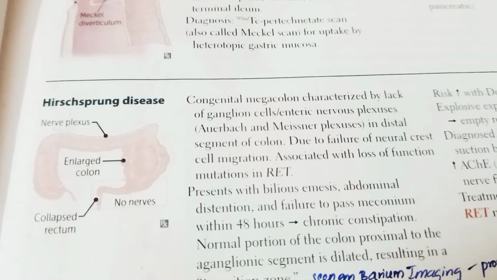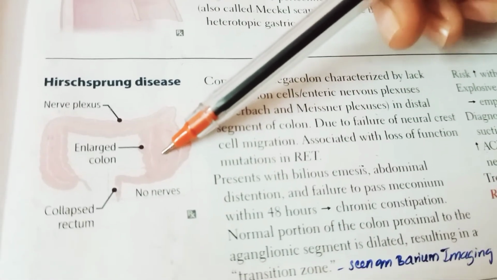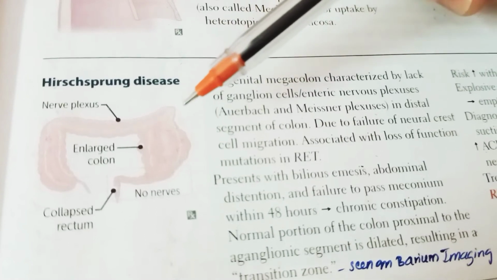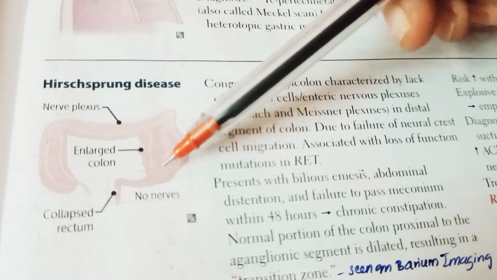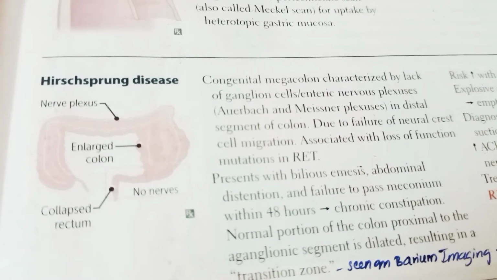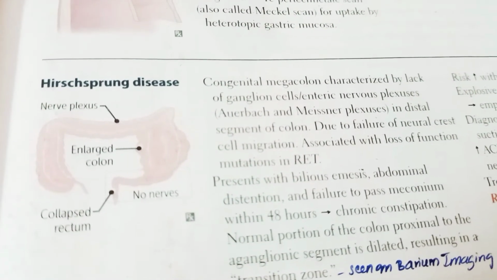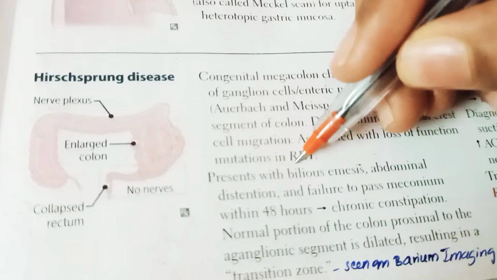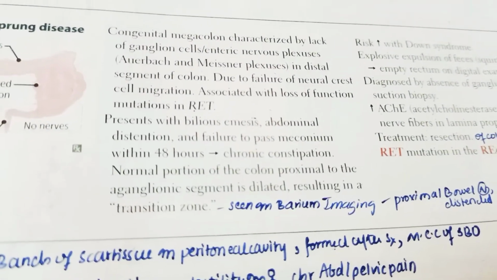Next we'll discuss Hirschsprung's disease. In this disease, the problem is loss of Auerbach and Meissner's plexus, that is, the ganglionic cells are absent. So because of this, you can understand there will be no normal peristalsis, and the feces cannot get out. This is due to failure of neural crest cell migration. It is associated with loss of function mutation of RET. How to remember that RET? RET mutation in rectum. Okay, like that you can remember.